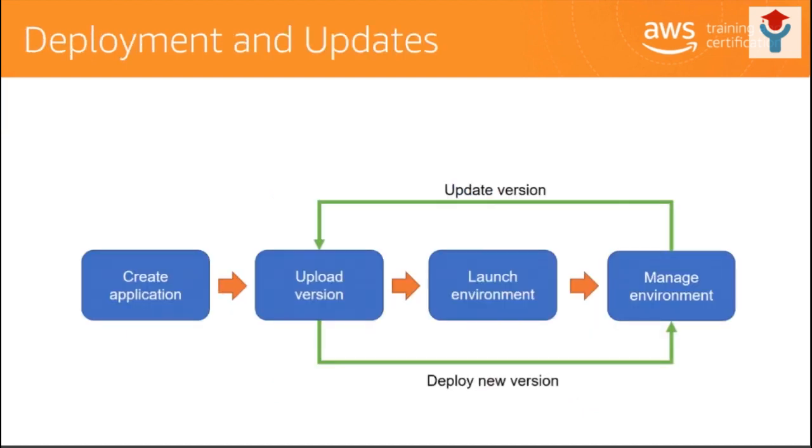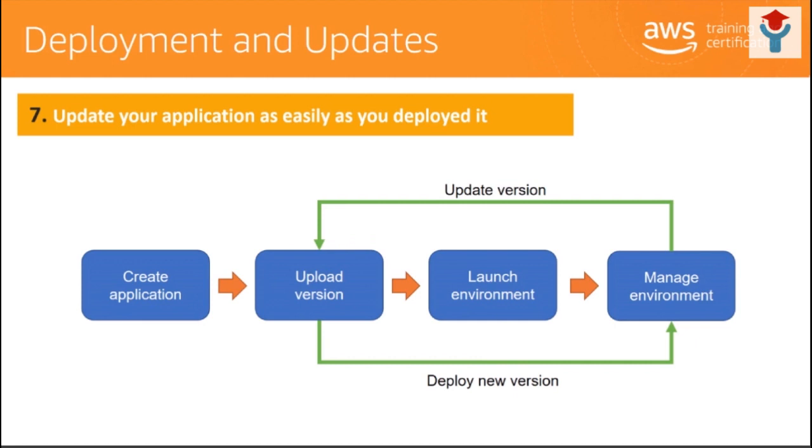Also, the steps to deploy and update your service are based only on the creation of your application. After that, you upload the version to Beanstalk, which then launches all the needed environment in the cloud according to the needs of your application. After that, you can manage your environment, and if you need to write a new version, you just update the version. And by deploying that, you can manage that. With this cycle, it becomes really easy to update your application as easily as you deploy it.